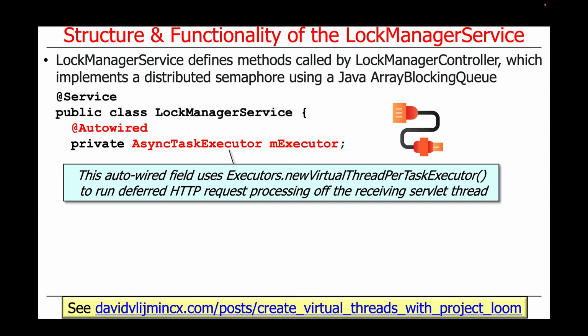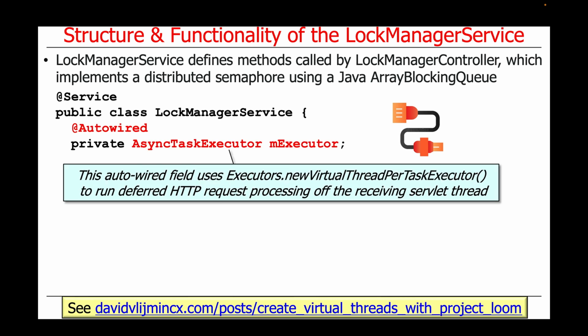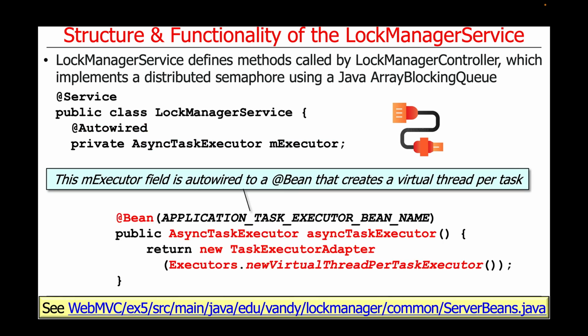You'll see how that's auto-wired and how it works shortly. In particular, we have a bean that's defined in the server beans class in the common folder. This bean, as you can see here, is going to create a new virtual thread per task by creating a task executor adapter that adapts the new virtual thread per task executor into something that understands how to play the role of an async task executor. If you look carefully, you can see async task executor here is the matching type that this bean is creating. We'll look at that when we look at the implementation in more detail.